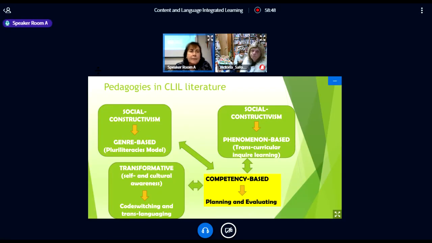In the literature, we have, as I said, primarily social constructivism, but we have to say that competency-based learning forms the basis of CLIL for various aspects. First of all, planning and evaluating, given that the subject discipline seems to influence the pedagogical approaches teachers report using.